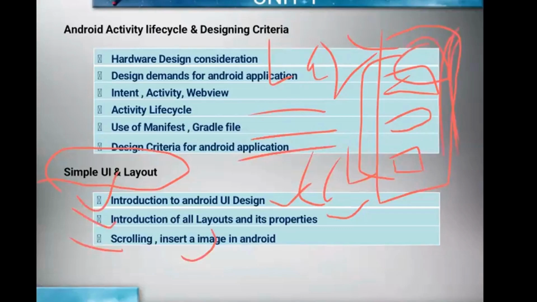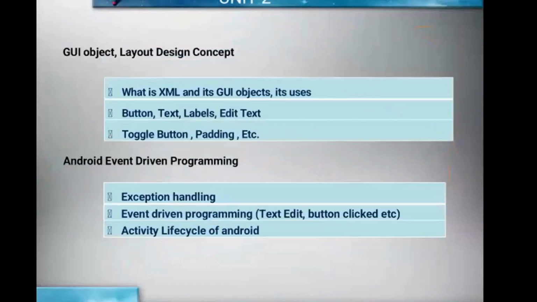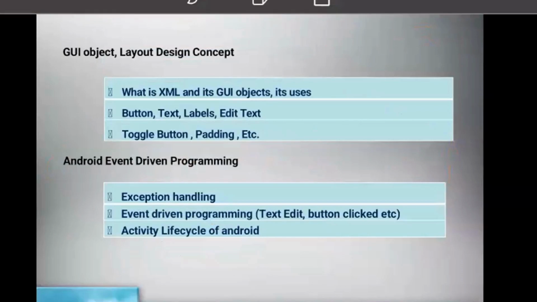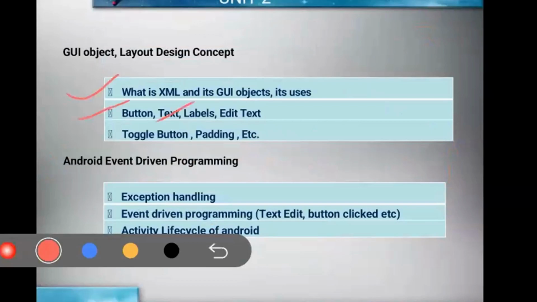In unit 2, we will learn the GUI concept and continue with the same thing: what XML GUI objects are, and how you can create a button, text box, edit text, toggle button, and padding. A toggle button is a button with an option to switch on or off. If you switch here, it's off; switch here, it's on. That works with 0 or 1. We'll see how to use that button and how to set the padding, meaning space from all corners. Then we'll work with Android event-driven programming.